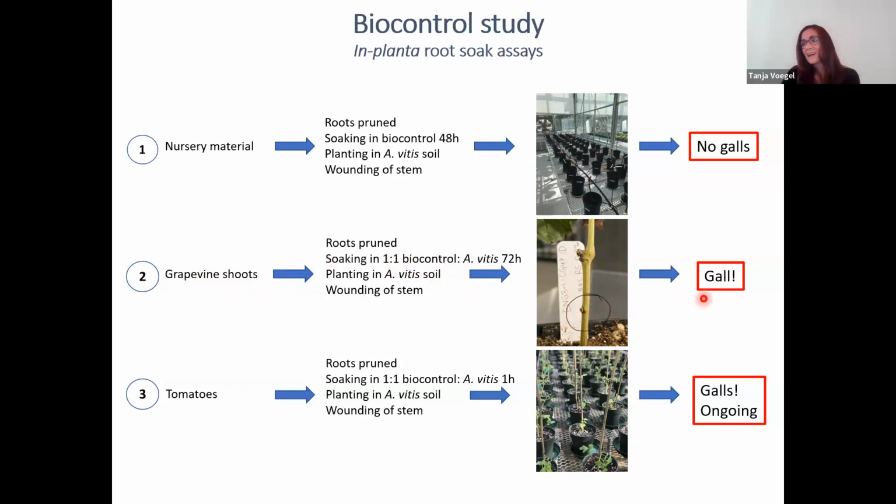But of course, we can't say anything about the effects of biocontrol if we only come up with 1 gall. So we now changed our assays to using tomatoes instead, because tomatoes can be used as an experimental host. They grow a lot faster. We don't have to wait 9 months for symptoms to show up. Symptoms usually show up after like 7 or 8 weeks. So same assay, planted, and there are galls right now, and on many plants, but unfortunately it's still ongoing. So we can't say if any of the biocontrols have any effects in planta so far.